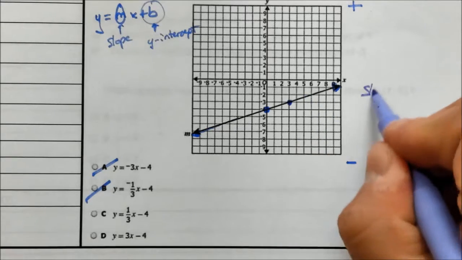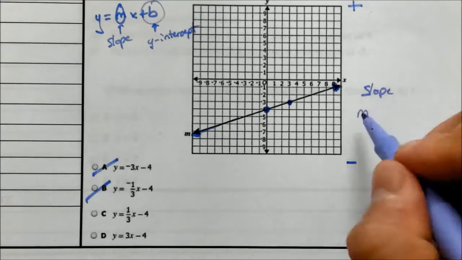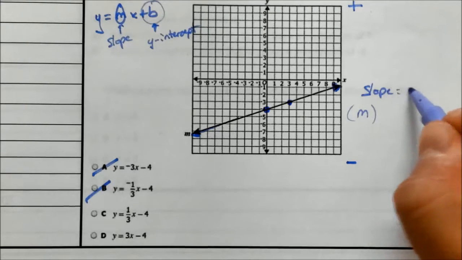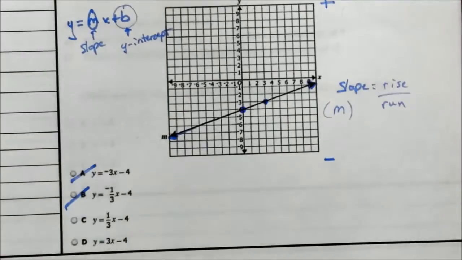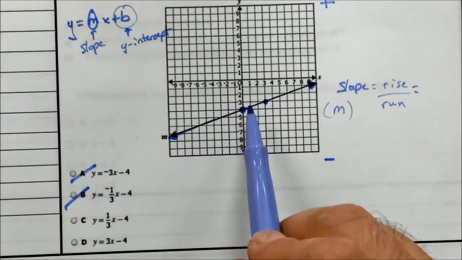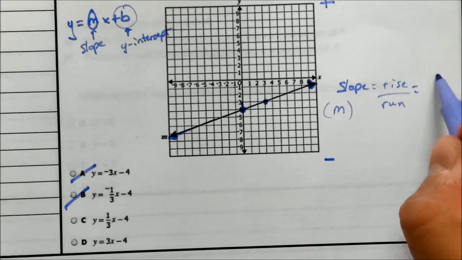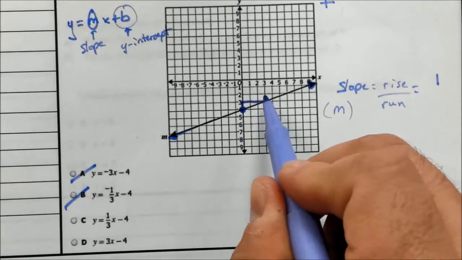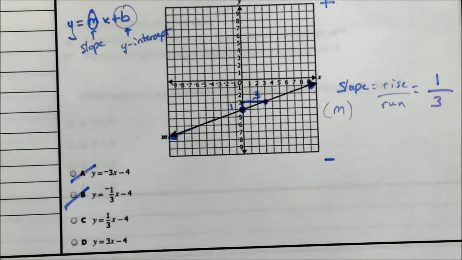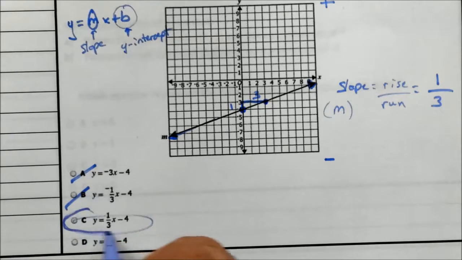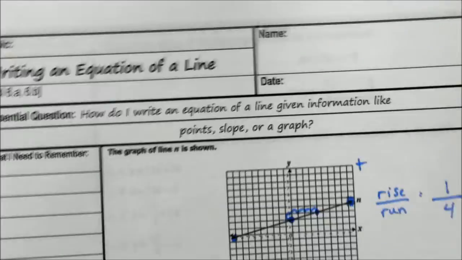And remember, slope, or m, right, is rise over run. So let's just calculate it real quick. I'm going to go up 1, so it's 1, and it's over 3. So it's 1 over 3. And we already know it's positive because we determined that earlier, so it's 1/3, so that's choice C. Alright, let's move on to the next question.